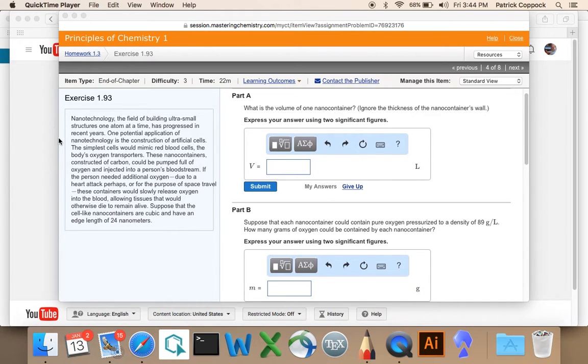All right, let me read it real quickly. Nanotechnology is the field of building... One potential application is the construction of... By the way, this is kind of a cool first couple sentences, but it doesn't have to do with the question itself. So I'm going to pass on these sentences. Pretty cool stuff. But I get down to the end and I see, aha, suppose that the cell-like nanocontainers are cubic and have an edge length of 24 nanometers.